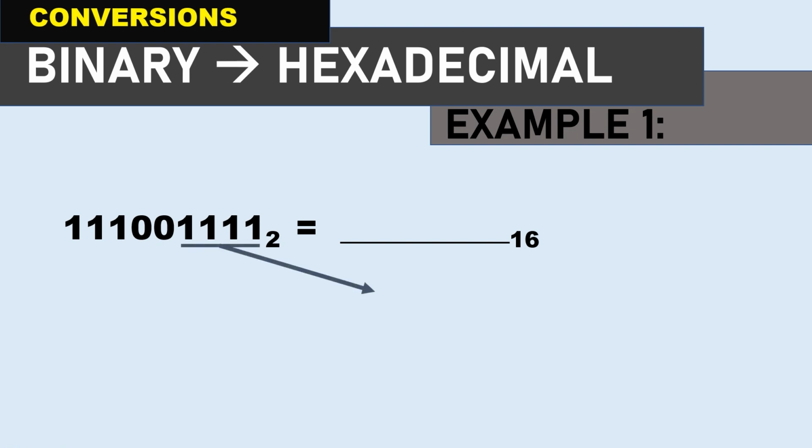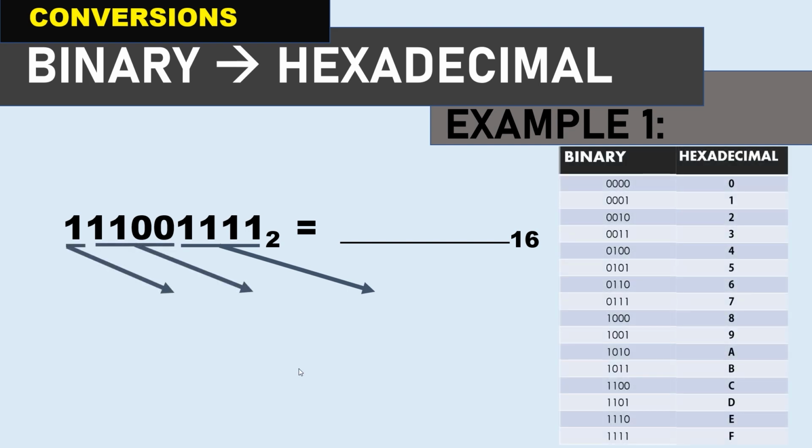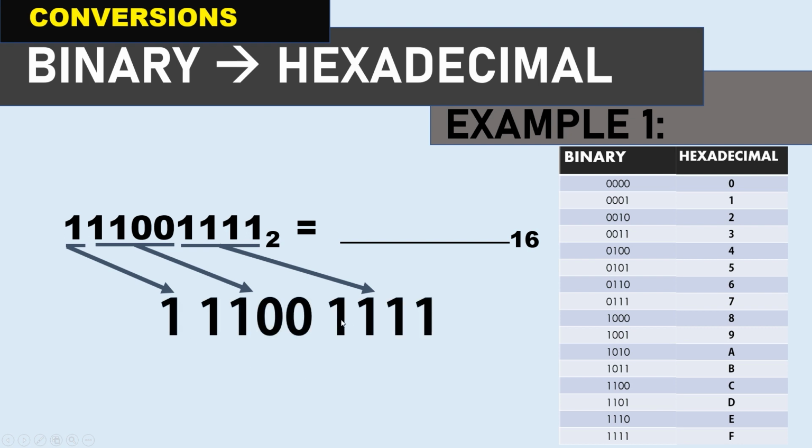First, we're going to group it into 4 until the last digit on the left. We start with the right, followed by the next one, until we have only the remaining digits on the left. For the first one, we have here the first 4 digits in binary, then the second one, which is 1100, then we have here the last or the remaining digit on the left.